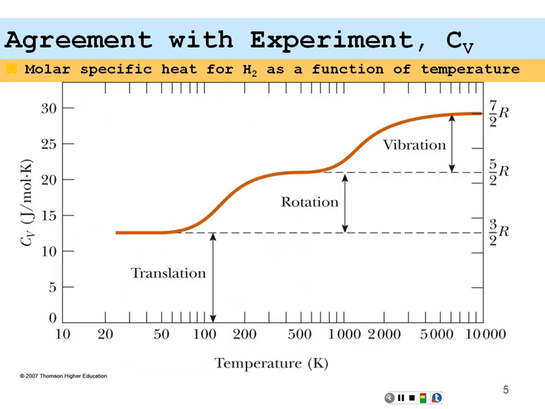Here's the molar specific heat for hydrogen, which is actually a diatomic gas, as a function of temperature. At low temperatures, we have that the molar specific heat is 3/2 R. Then as we raise the temperature, hydrogen is a diatomic gas, so we actually introduce the 2 extra degrees of freedom of rotation as the temperature goes up. So that molar specific heat goes up to 5/2 R. And then as we introduce 2 more degrees of freedom for vibration, it goes up to 7/2 R.